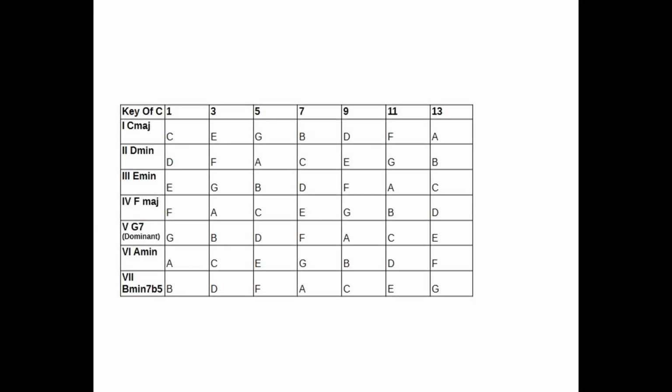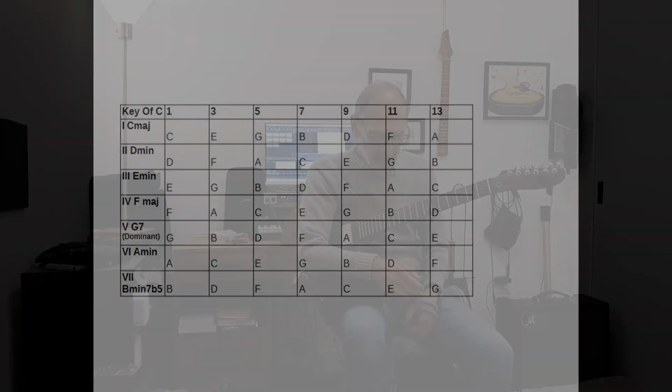So those are the 7 chords that we get from stacking thirds. We can go to any key and we will get exactly the same results. We will get a major 7th, minor 7th, minor 7th, major 7th, dominant, minor 7th, minor 7 flat 5.